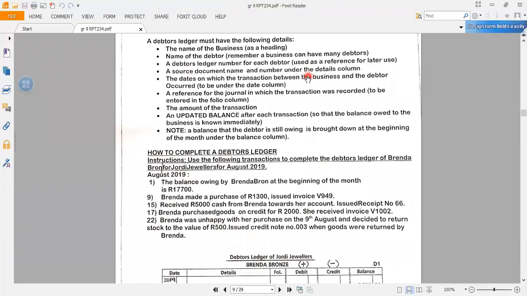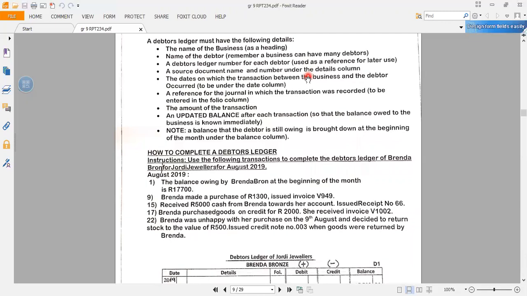Right. The details are as follows. Firstly, we have the name of the business. As you can see in my example presented below, we have the debtors ledger of Geordie Jewelers. Then we have the name of the debtor. Remember, a business can have very many debtors, and in this case, it is Brenda Bronze.